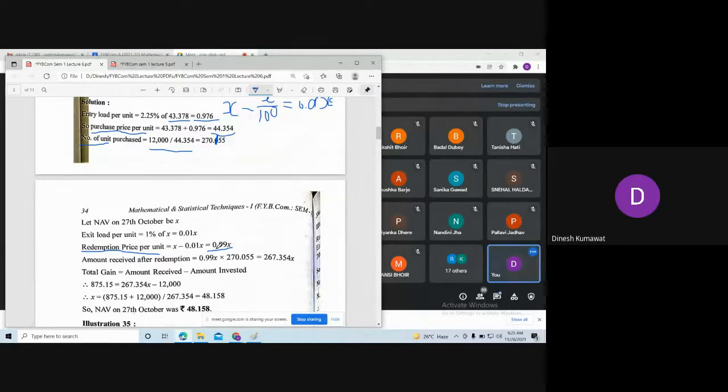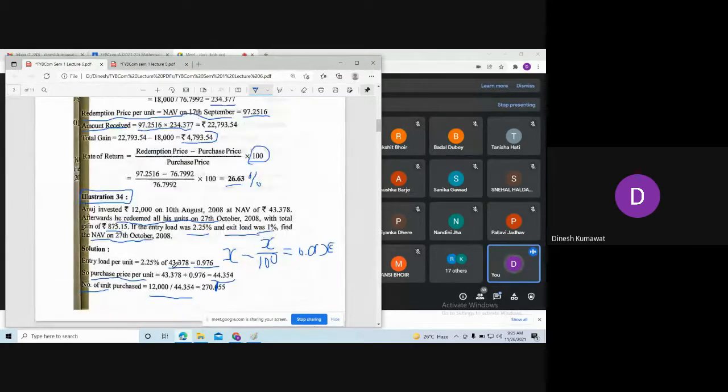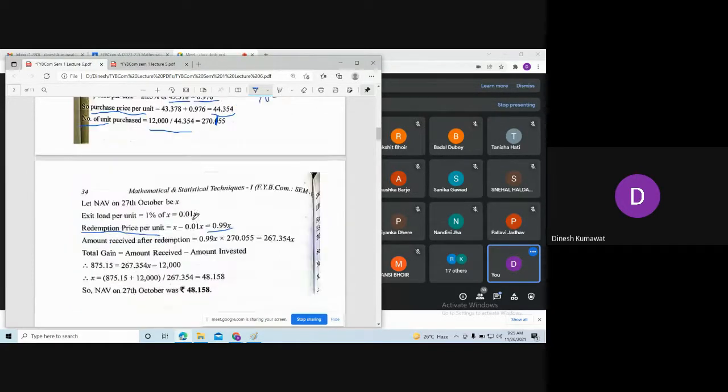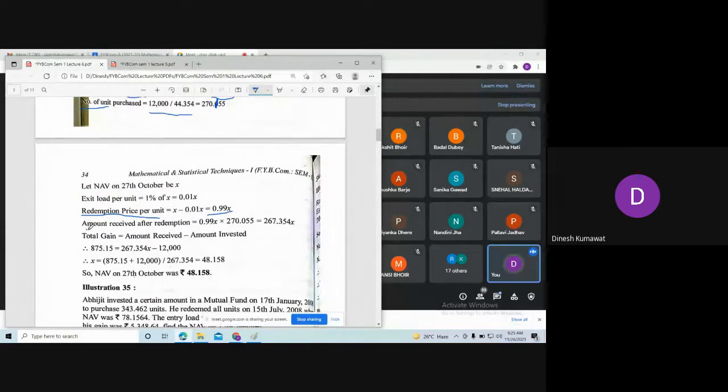Okay, now what will we calculate? Amount received, because they have given us the total gain, and we know that the formula of total gain is amount received minus amount invested. So here we are going to calculate amount received first. So amount received is nothing but redemption price per unit, which is 0.99 times x, multiplied by the number of units, which is 270.55. You remove this 0.